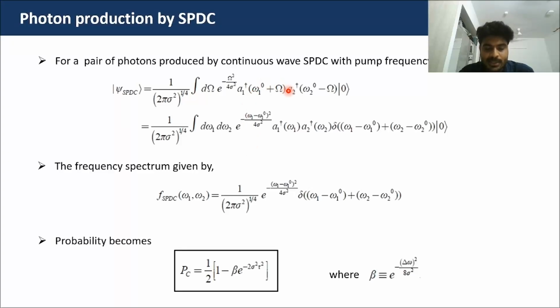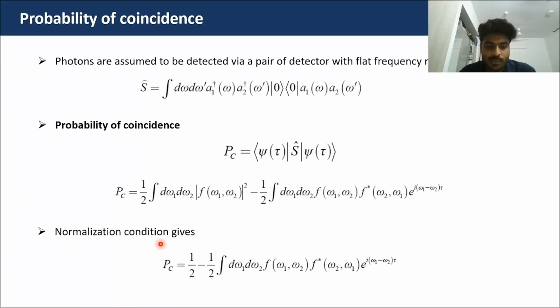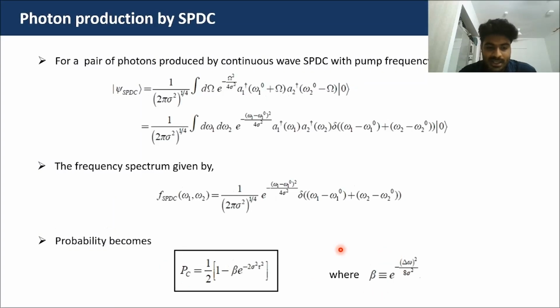If we compare this expression with our idealized case, the coefficient F SPDC omega 1 omega 2, the spectral information term, is of this format. That is, we have the 1 by 2 pi sigma square raised to 1 by 4 term here and the exponential term here, and we have two delta functions also. This delta of omega 1 minus omega 1 0 plus omega 2 minus omega 2 0. Omega 1 0 and omega 2 0 are the central frequencies. Once we substitute this frequency spectrum in the expression that we obtained for probability of coincidence, we obtain this expression.